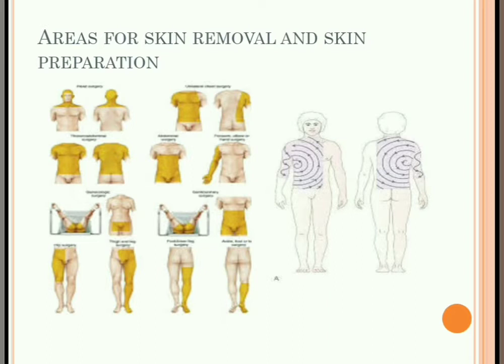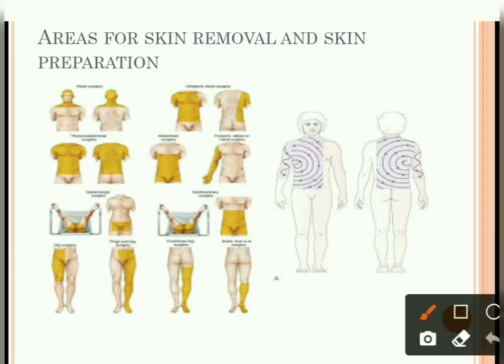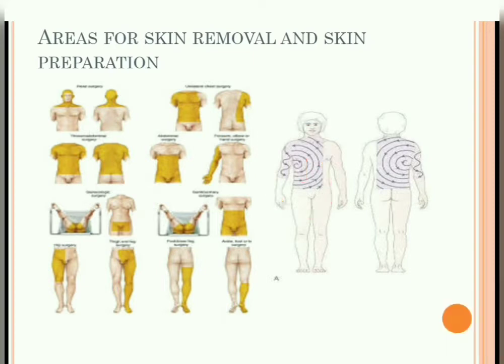So, depende sa magiging incision site or sa procedure to be done. Kung mapapansin nyo, we have still our circular, pero mas malaki na ang area ng ating pinipintahan. So, let's say dito lang ang incision, kailangan buo na yan ang ating i-prepare. So, these are your examples for your hair removal and skin preparation.